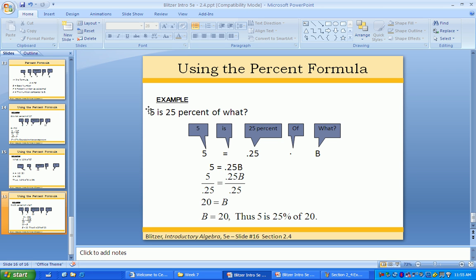Another way of looking at this is we know that 25% of something is a quarter, fractionally. So if you get $5 and that's a quarter of what we originally had, what did we originally have? And obviously one way you can figure that out would be 20. Let's see how the math works out. 5 is equal to 0.25 times B, our base. The base is what we started off with, the main value. We have to divide both sides by 0.25. 5 divided by 0.25 is 20. So B is equal to 20. Therefore, 5 is 25% of 20.